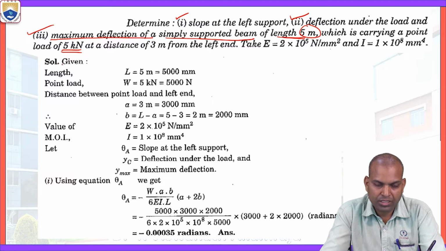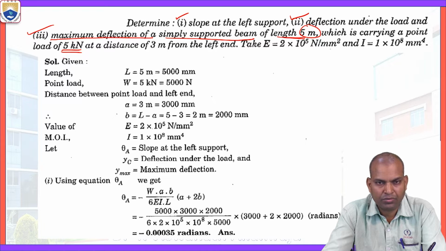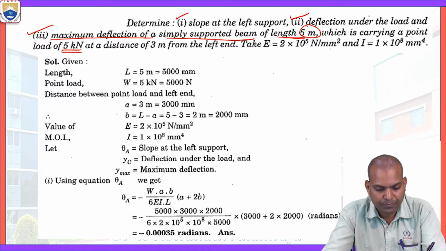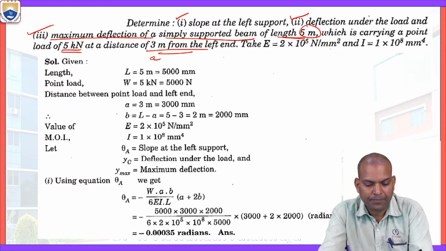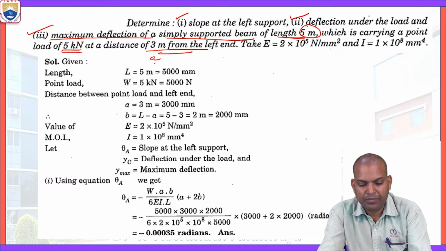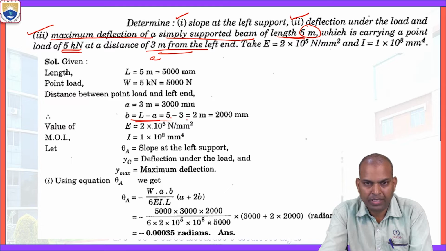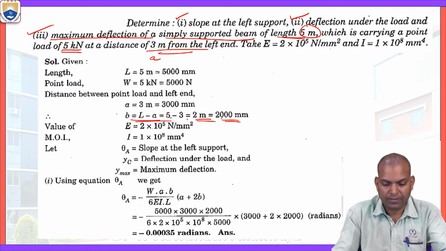The eccentric load is 5 kilonewtons, converted into newtons that is 5 times 1000, that is 5000 newtons, at a distance of 3 meters from the left support, that is A. And B equals L minus A, that is 5 minus 3, that is 2 meters from the right support, that is 2000 millimeters.